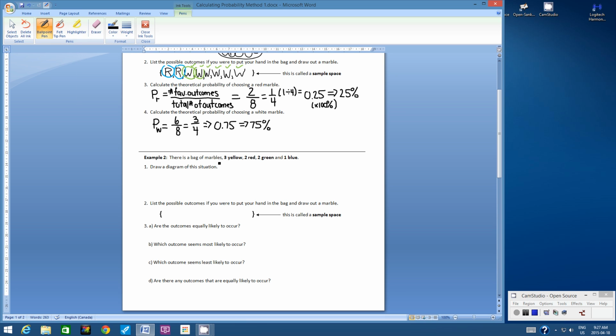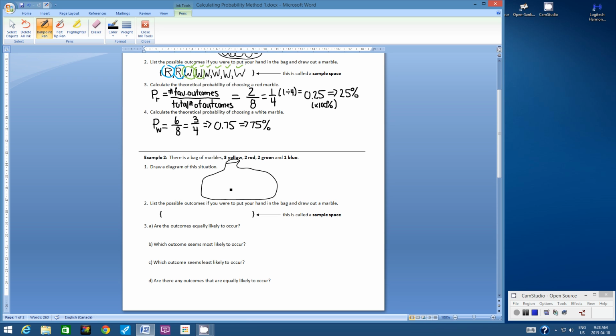Example 2. There is a bag of marbles. So again, a bag of marbles probability question. 3 yellow, 2 red, 2 green, and 1 blue. So we have a few more different colors of marbles here. So let's start with number 1. Draw a diagram of this situation. Now, I'm not always going to ask you to draw a diagram. It's just, I thought visually, since we're starting off, it's good to have a diagram to see what it is we're working with.